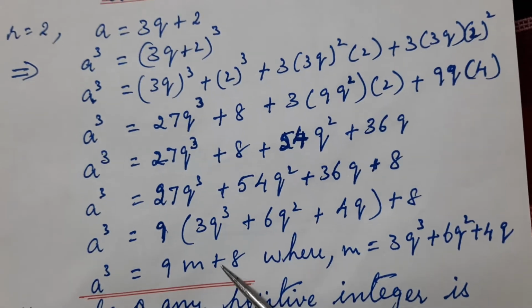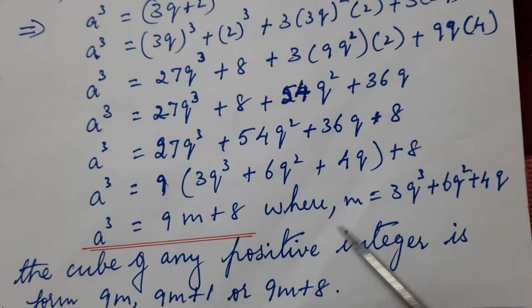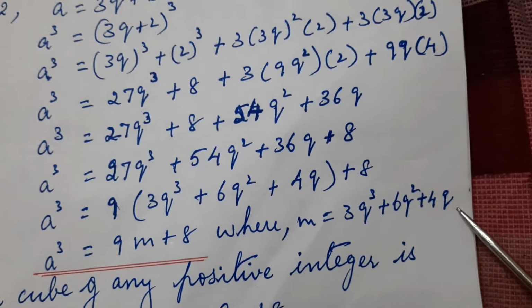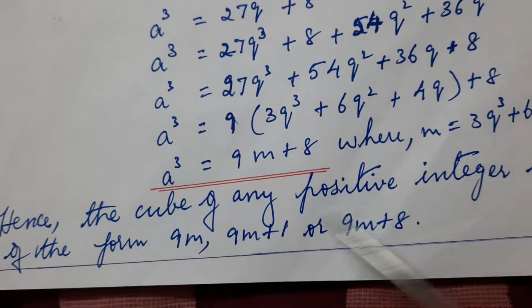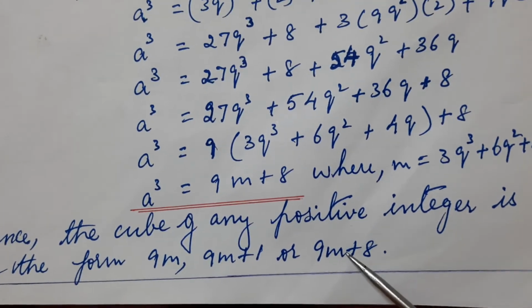So we get a cube is equal to 9m plus 8. Here we should write where m is equal to 3q cube plus 6q square plus 4q. Hence the cube of any positive integer is of the form 9m, 9m plus 1 or 9m plus 8.